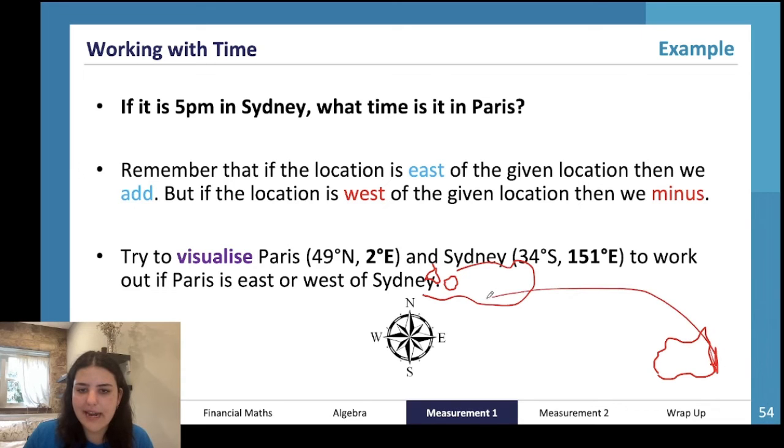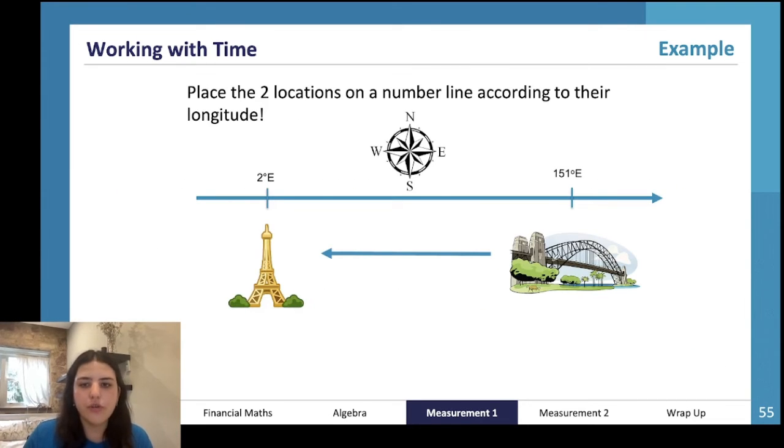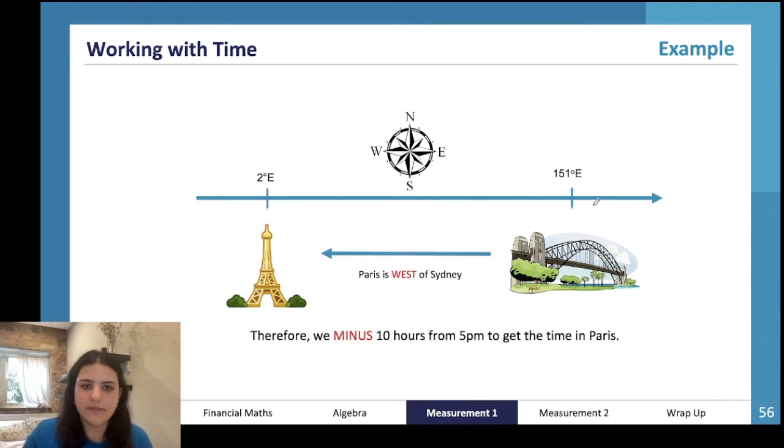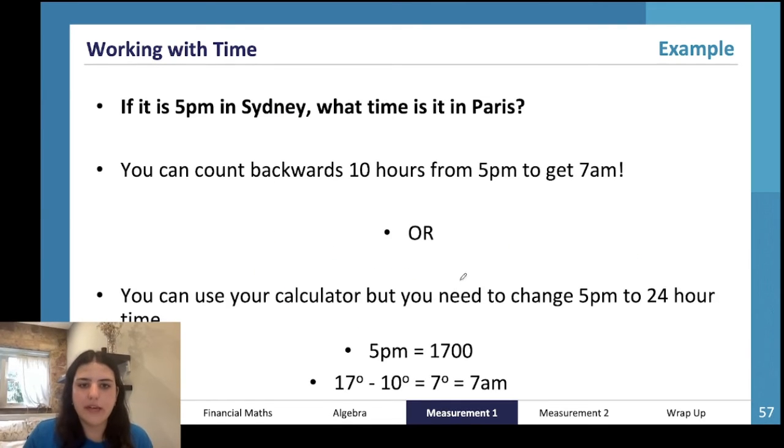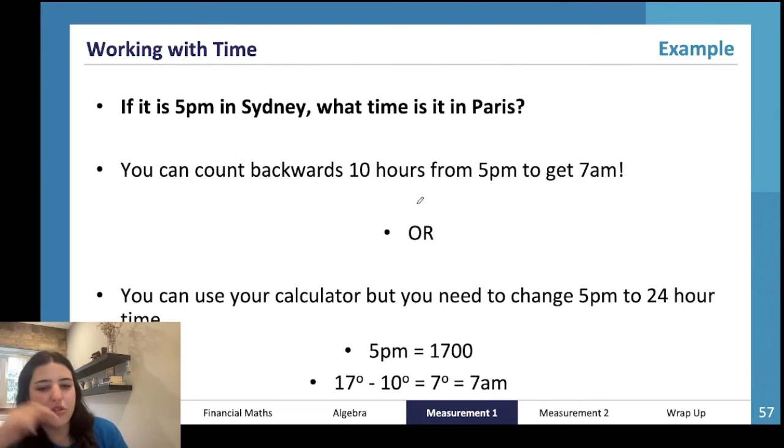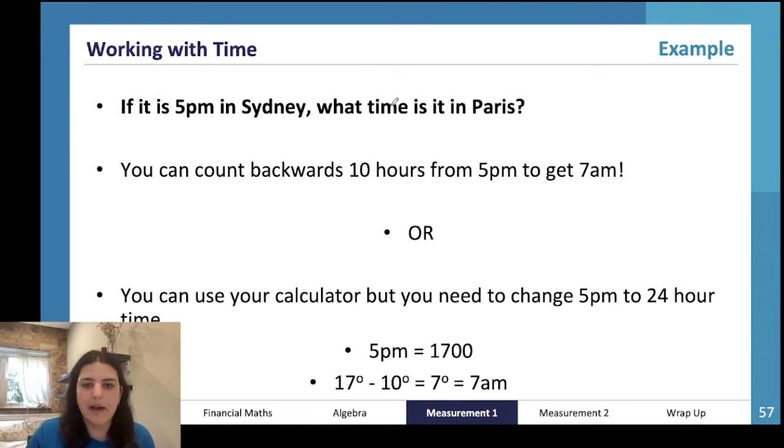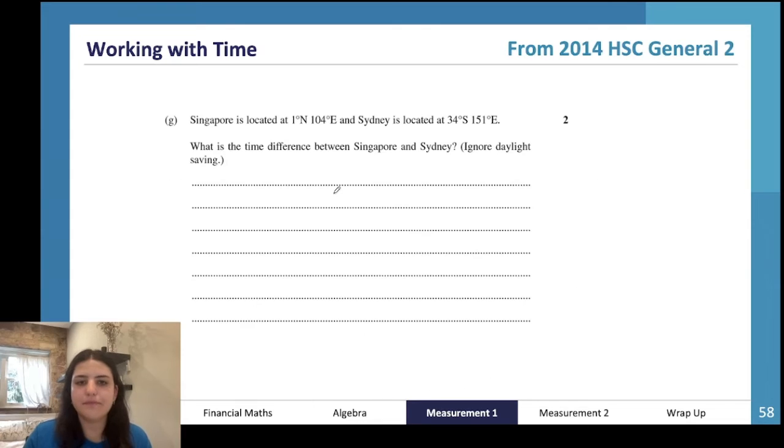This is 10 hours behind. So you can put them on a little line, right? Paris, 2 degrees east, Sydney, 151 degrees east. We minus 10 hours from 5 p.m., which is going to give us 7 a.m. I like to do it in my head, or you can do it on a calculator, but you have to change it to 24-hour time. I just like to count backwards. You can also just minus 12 hours and then add 2 back to it.